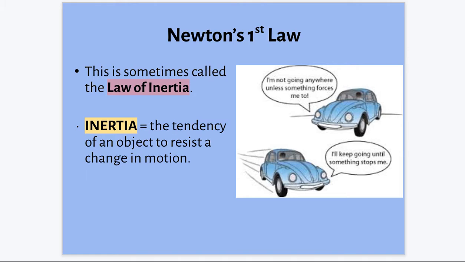Sometimes people call Newton's first law the law of inertia. So inertia is the tendency of an object to resist a change in motion. This says, I'm not going anywhere unless something forces me to. I'll keep going until something stops me. So that's pretty much Newton's law. All right.